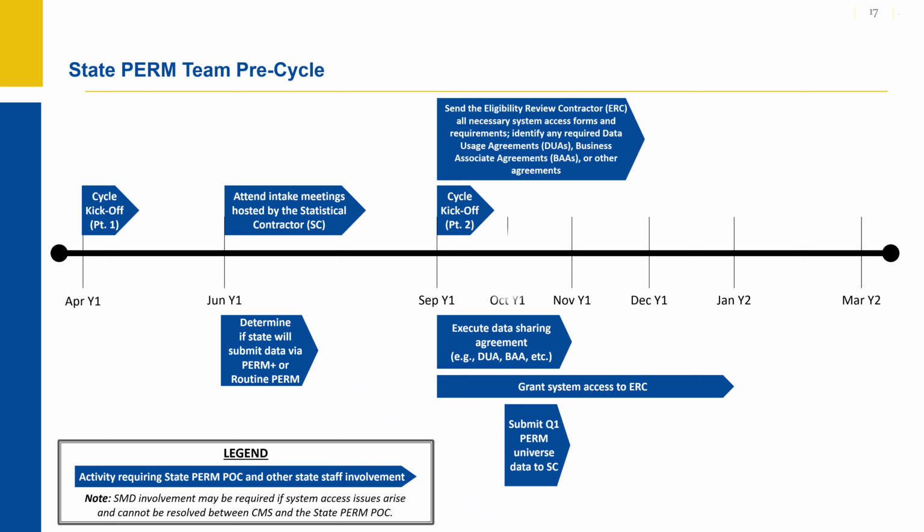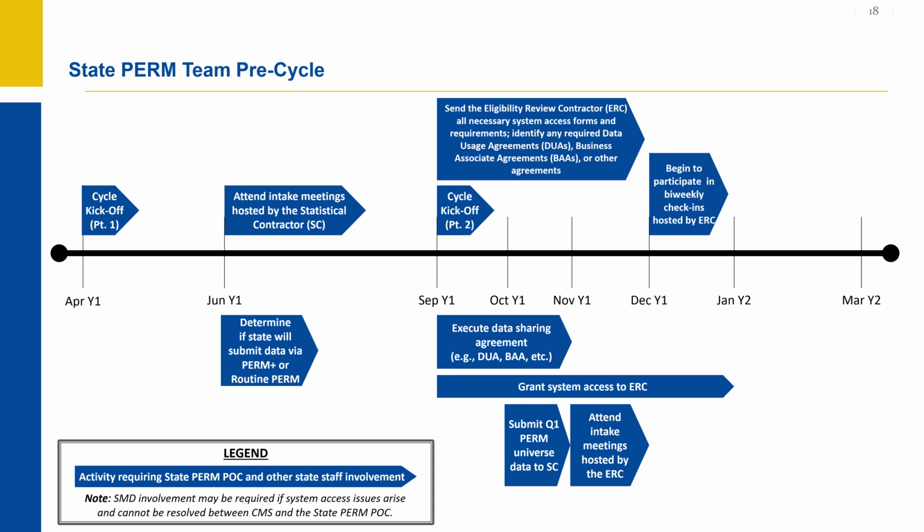In October of year 1, states also submit Quarter 1 PERM universe data to the SC. From November through December of year 1, states attend intake meetings hosted by the ERC to review pre-cycle documents. In December of year 1, states begin to participate in biweekly check-ins hosted by the ERC. From February through March of year 2, states attend orientation on the functionality of the State Medicaid Error Rate Finding System, also known as SMERF.